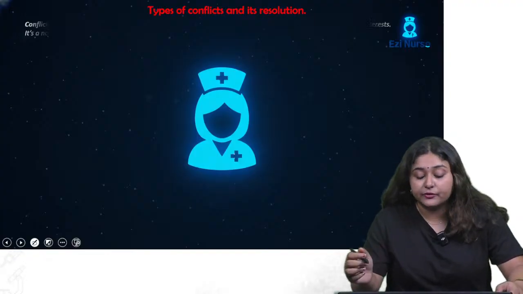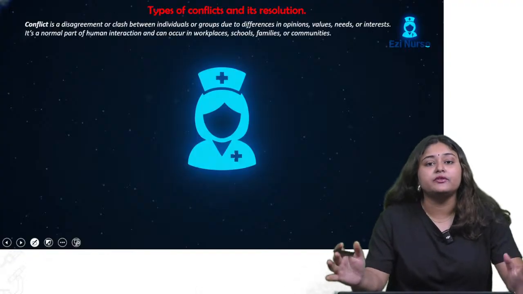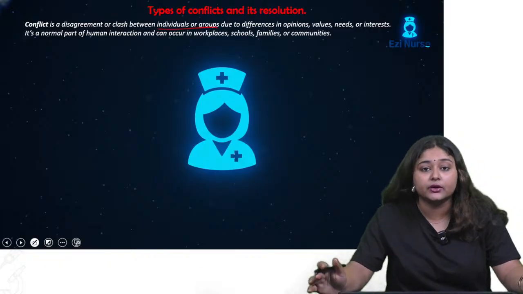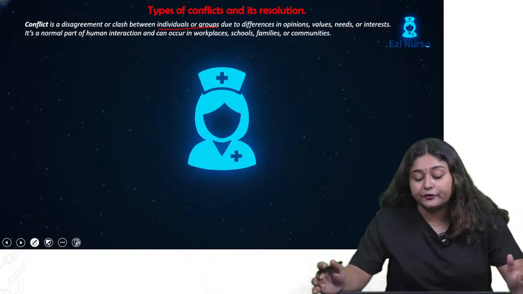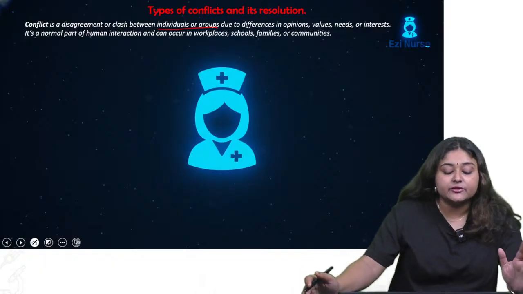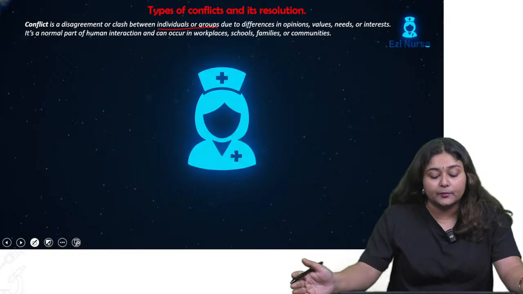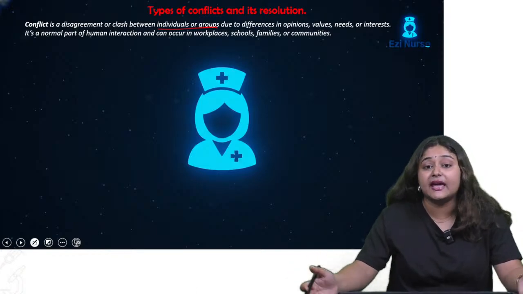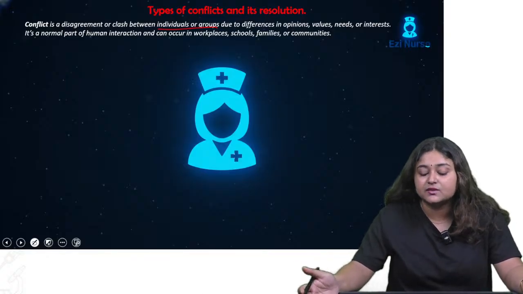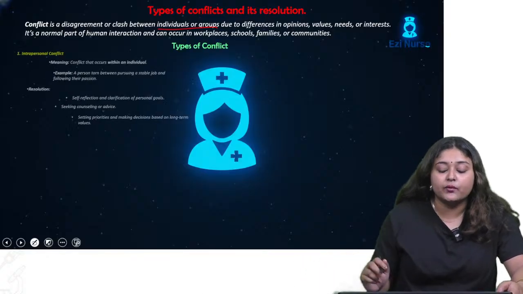Now come to the types of conflict and its resolution. So conflict is nothing but a disagreement or clash between individuals or groups due to some kind of differences in opinion, values, needs, thoughts, interests, etc. So it is a very normal part of human interactions, and it can occur in various sectors, for example work, family, schools, communities, etc. So what are the types?